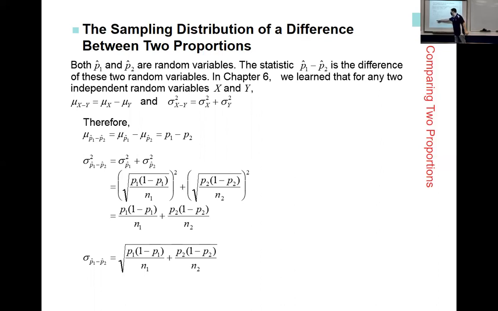This formula is the standard error for two proportions. It's on your formula sheet. You would not need to memorize this formula. I'm just showing you that it's coming from the fact that for standard deviation here, we add variances. And that's how this gets constructed.